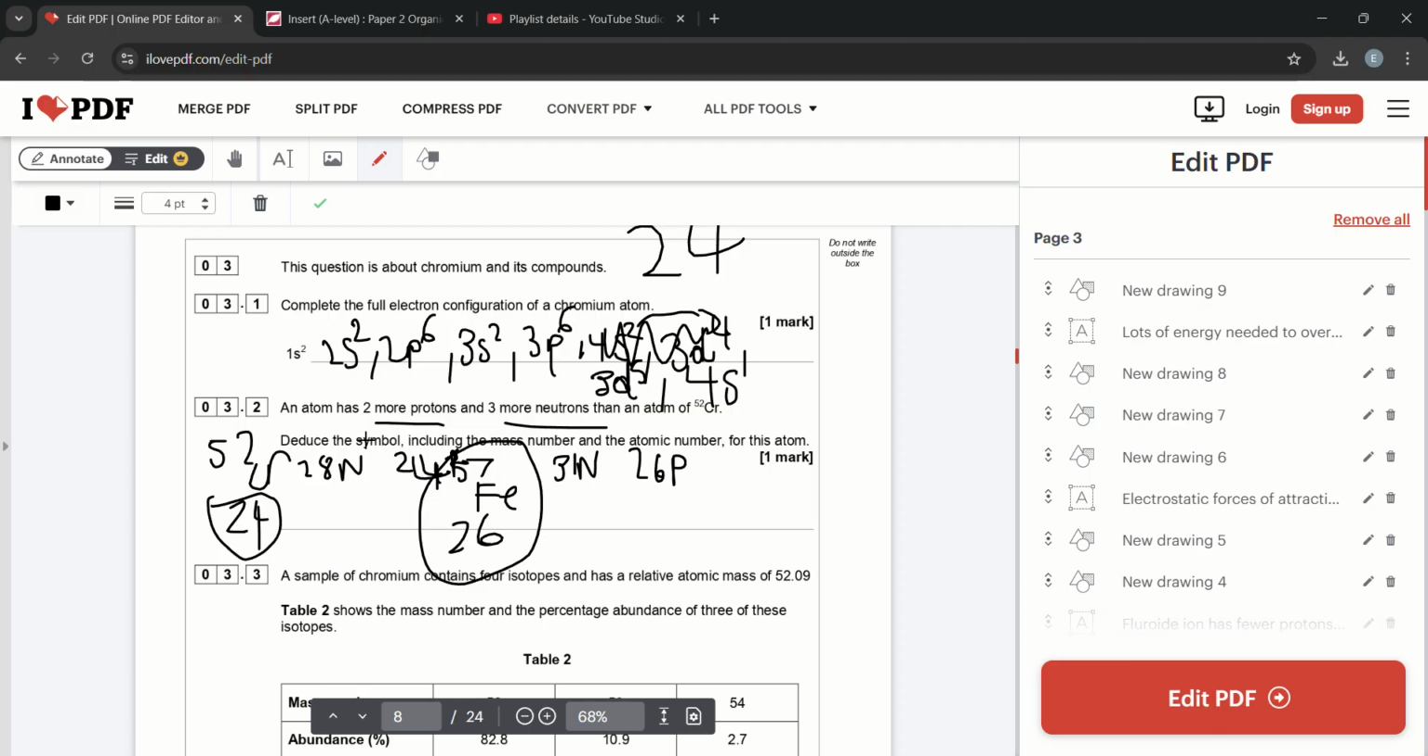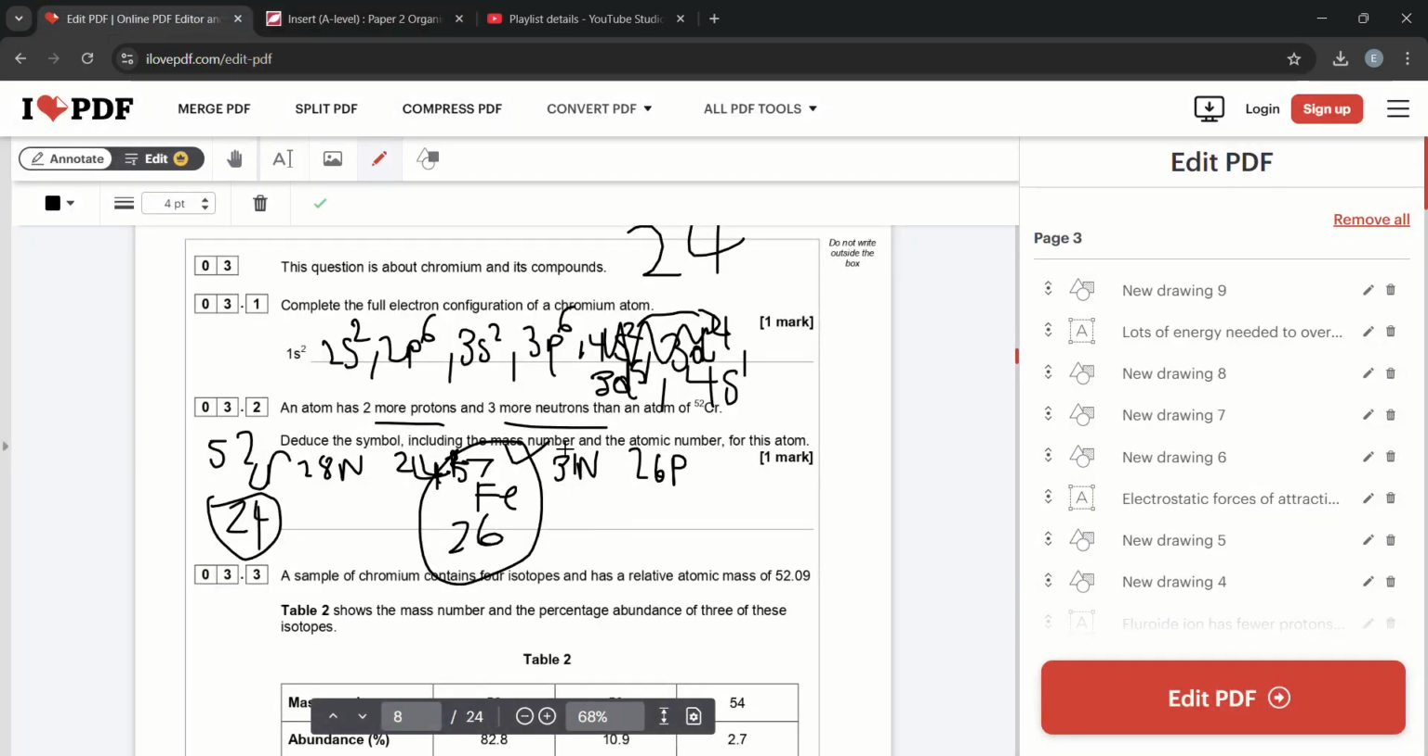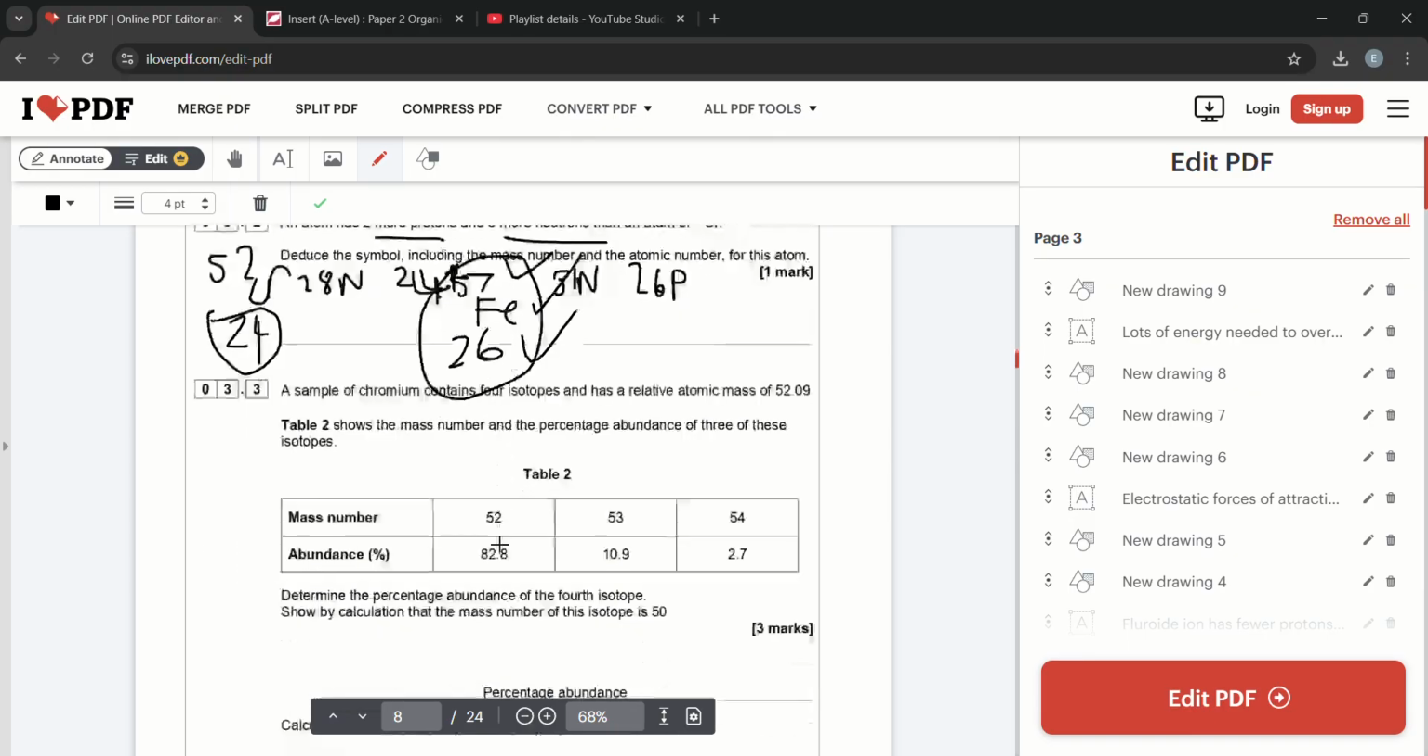First calculate the number of protons and neutrons in chromium, 52Cr, and then realize 2 more protons, so it's got to have 26 protons, 3 more neutrons, got to have 31 neutrons. Where's 26 protons? That's iron, Fe. So what must the top number be to give you 31 neutrons? Well, it must be 26 plus 31, which is 57. And remember, Fe, the iron.